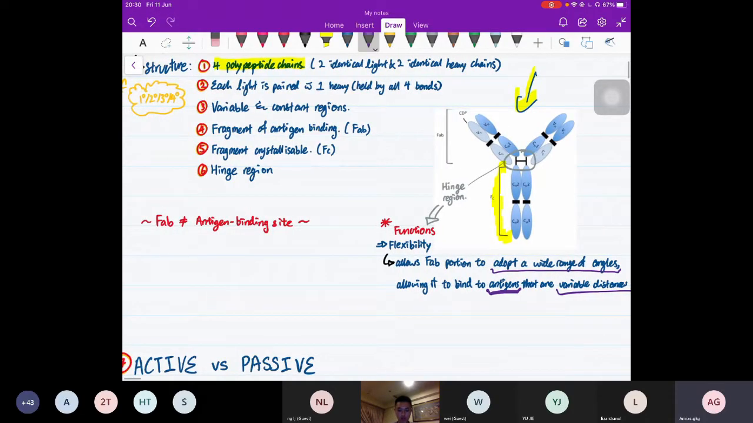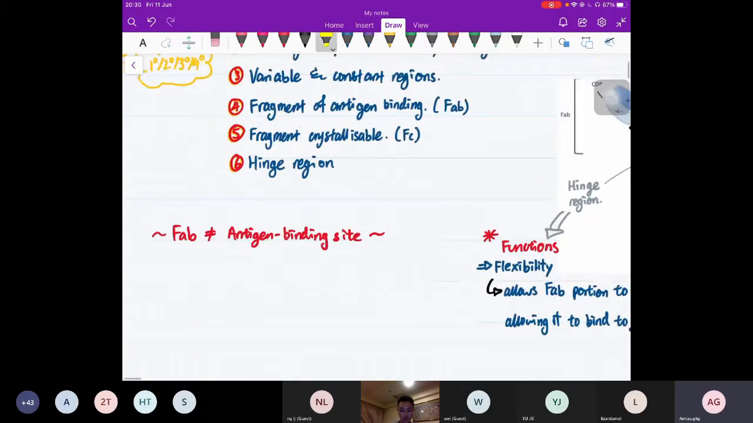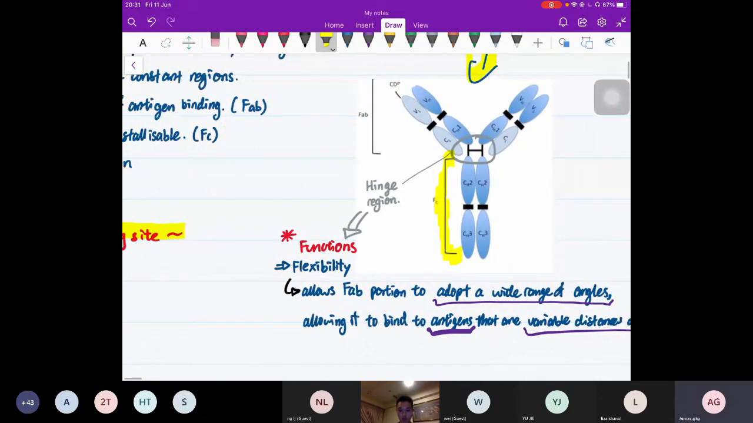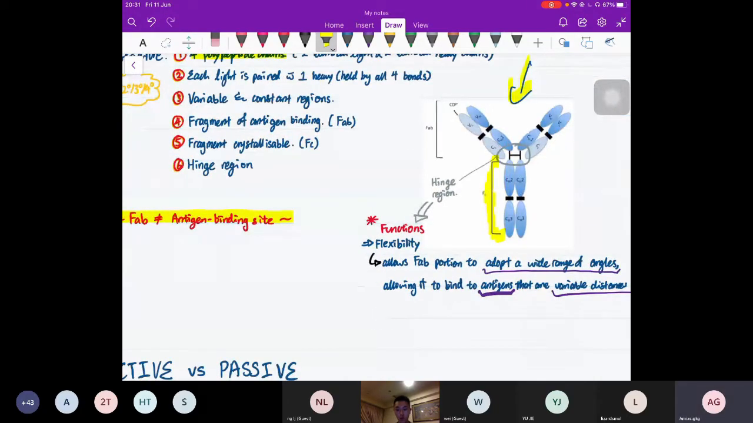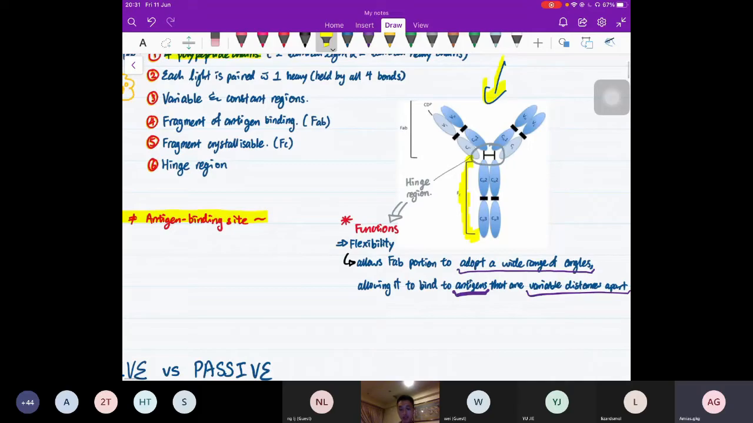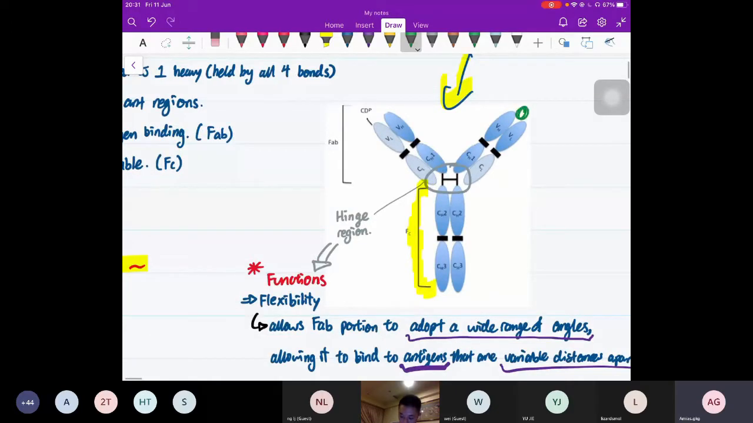So next, a common misconception again that people have is that your fragment of antigen binding is your antigen binding site. It is not. Your fragment of antigen binding refers to the upper portion, the portion that's above the hinge region. But below your hinge region, you have your fragment crystallizable. And for one antibody, in this case, your IgG, your immunoglobulin G, it has two antigen binding sites. I show you in green. So this is the first antigen binding site. This is the second antigen binding site.